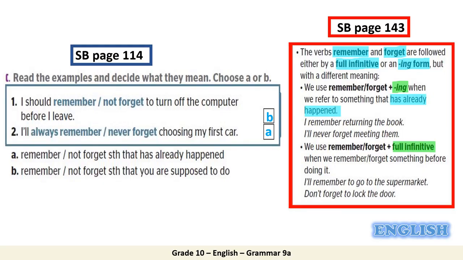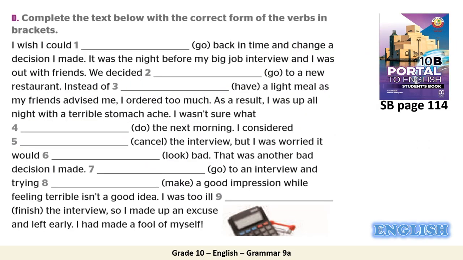Okay, now the second meaning, we use remember or forget plus full infinitive when we remember or forget something before doing it. For example, I remember to go to the supermarket, or don't forget to lock the door. Now, dear students, let's finish with the following useful exercise, activity D, on page 114. Please pause the video and try to choose the correct form of the verb, bare infinitive or full infinitive or the ing form.